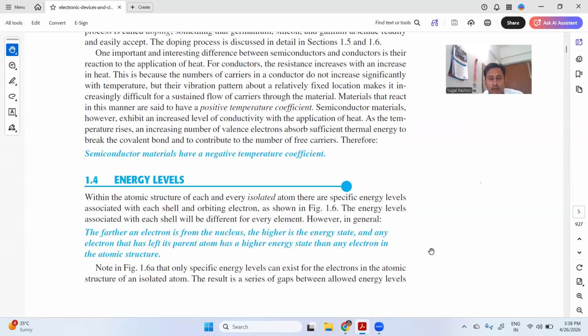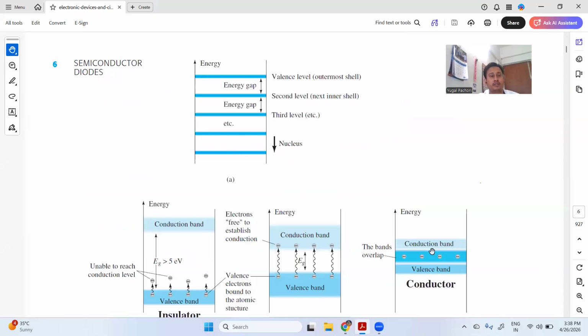So come to the next point, next page, semiconductor diode. Now you can see from the diagram: this is the first energy level, second energy level, third energy level, fourth, fifth. Valence. And how does conduction take place? Conduction takes place only when you jump from the lower energy band to the higher energy band. For example, if you are here and you want to move from this point to this point, then only the conduction will happen.